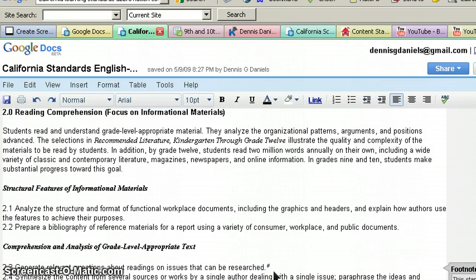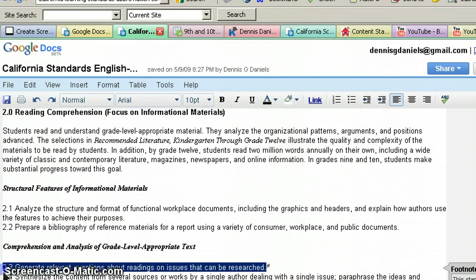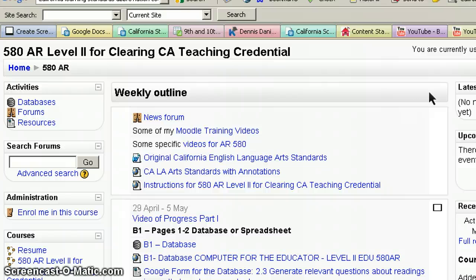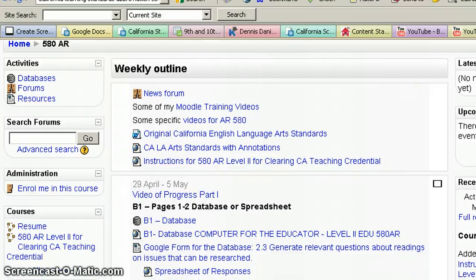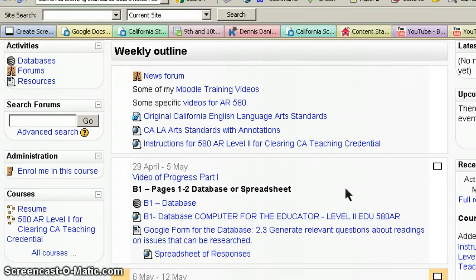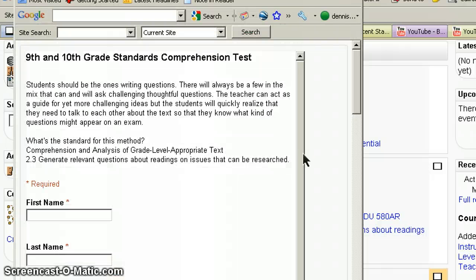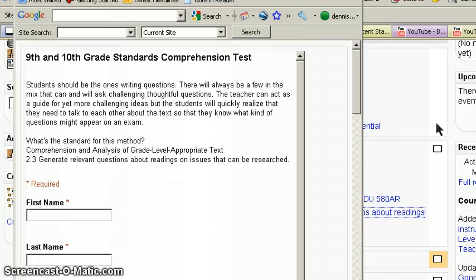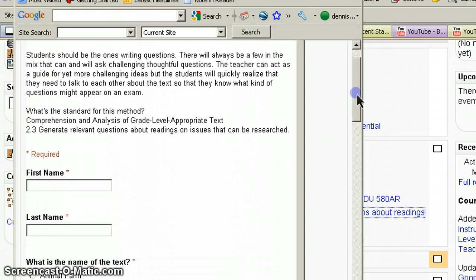That's Standard 2.3: generating relevant questions about readings on issues that can be researched. Now, I've gone ahead and really leveraged this as much as I can using a form that prompts the students to think about the readings that they've done and create questions based on the standards that would focus on the material.